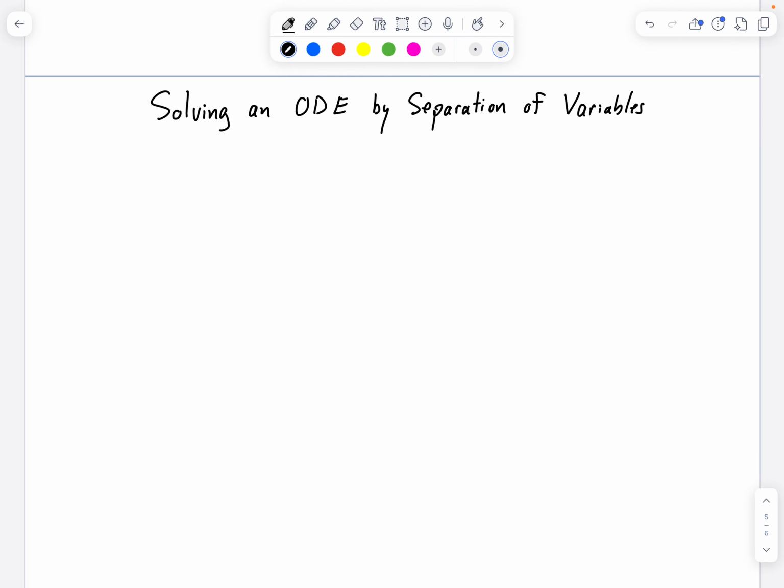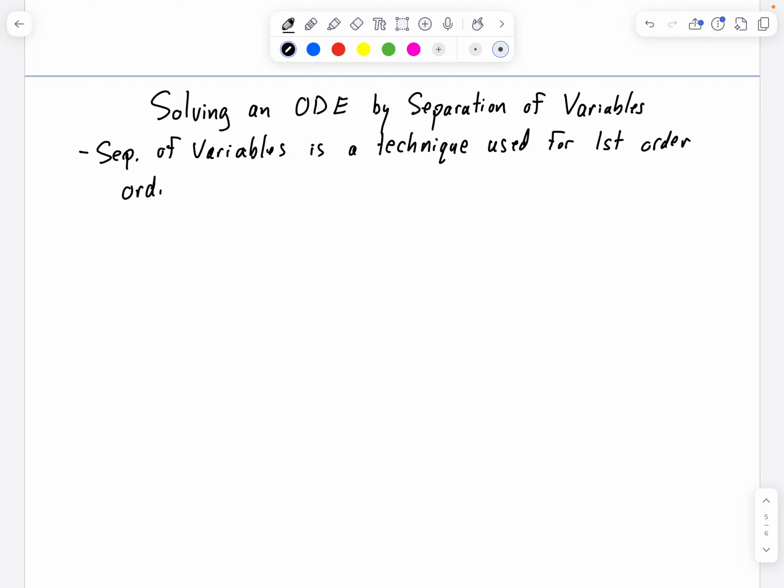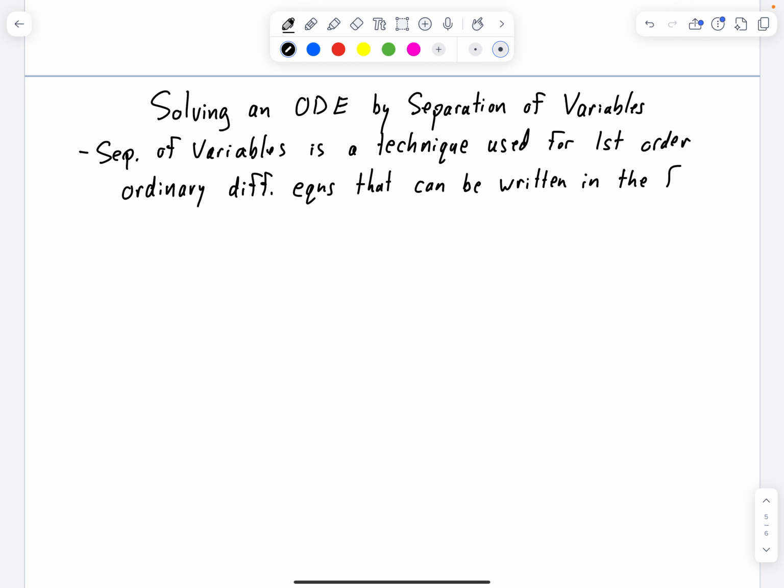In this video, we're going to review how to solve an ordinary differential equation by the separation of variables. So the separation of variables is a common technique used in particular for first order ordinary differential equations that can be written in a specific form. This form is dy by dx is equal to f of x times g of y.